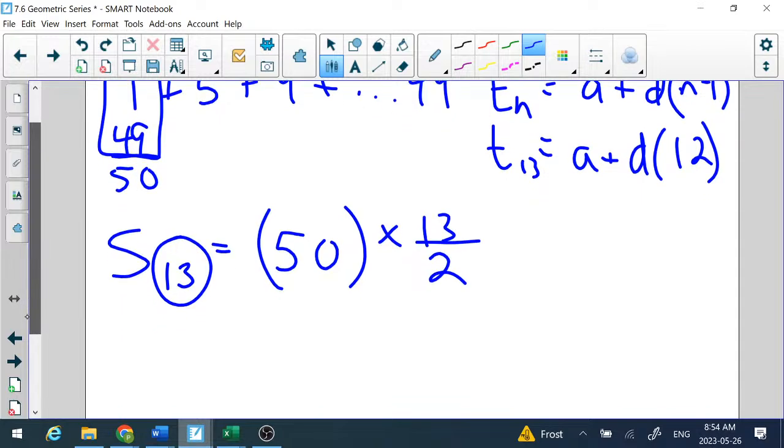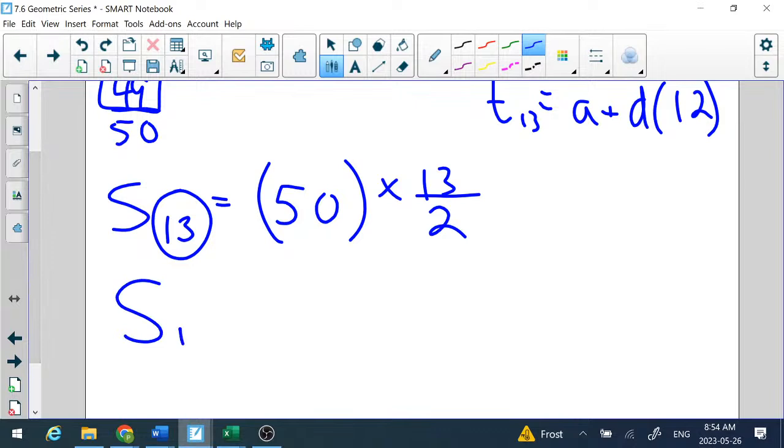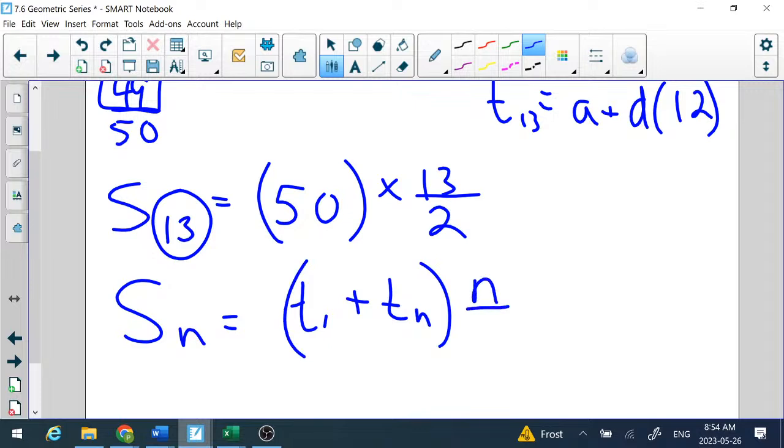So, to summarize what we did, to find S at n, or the sum of the first n terms, we take the first term. What do we call the first term? A, and we take the last term. What do we call the last term? We add them, and then we multiply by n, and then divide by 2.